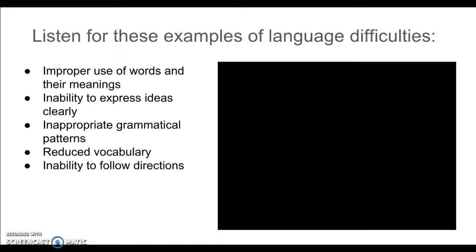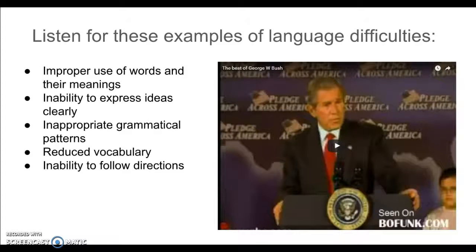So, some of the main ways that this shows itself is using words improperly or not understanding their meanings, being unable to express ideas clearly, using grammar inappropriately for their age and what they should be able to do, not having the vocabulary they should have at their age, and not being able to follow directions as well as they should. So we're going to watch a fairly comical example of President Bush in some stressful situations having some language difficulties.